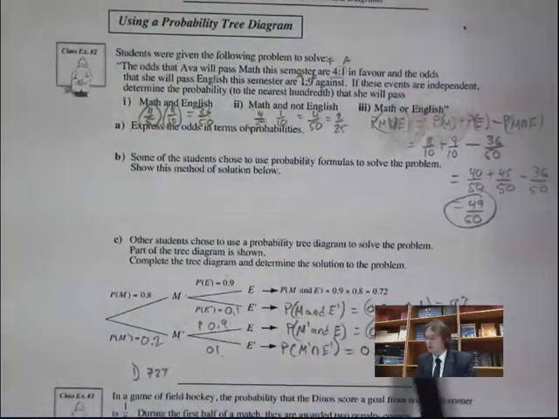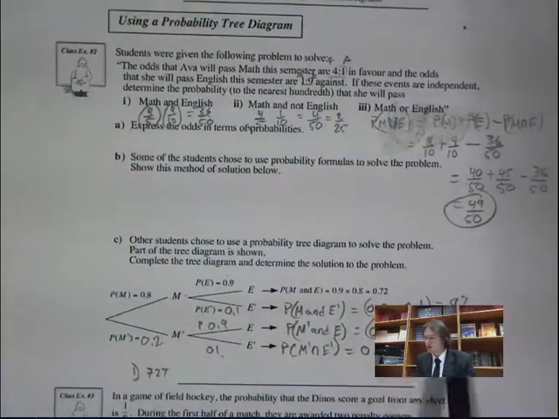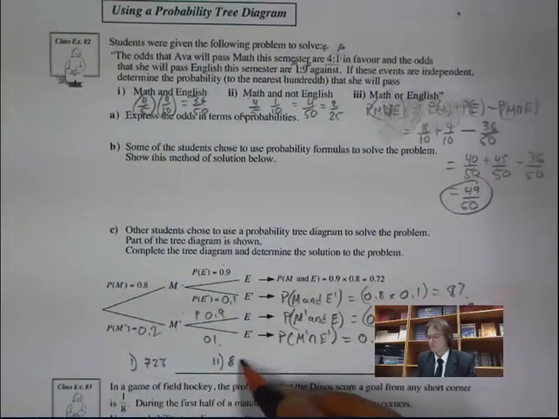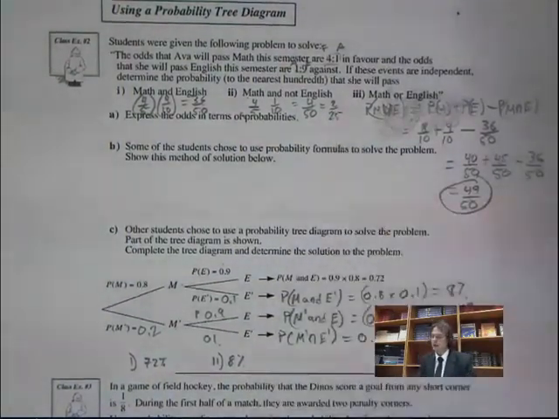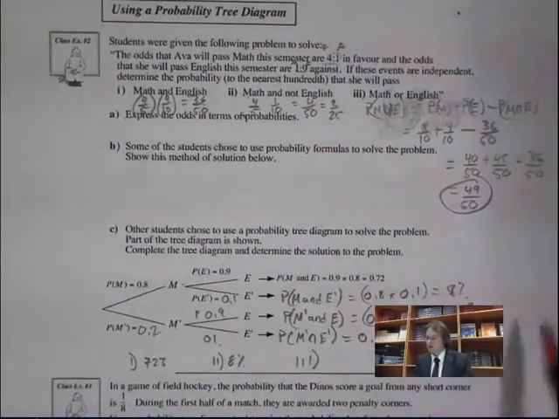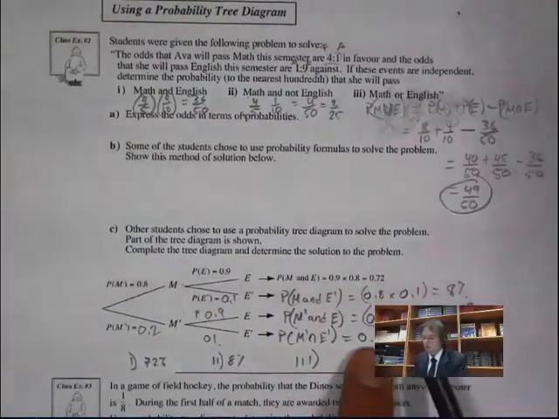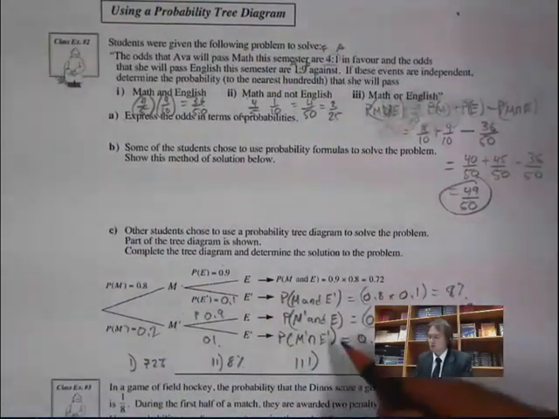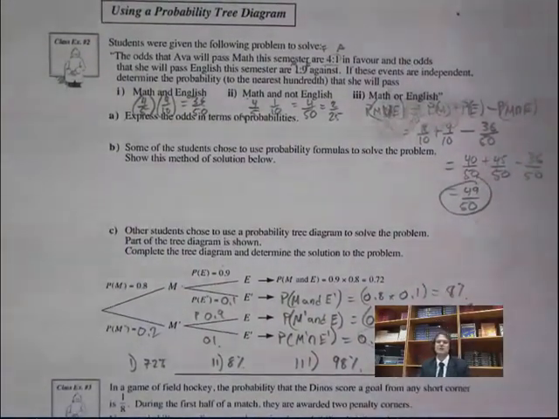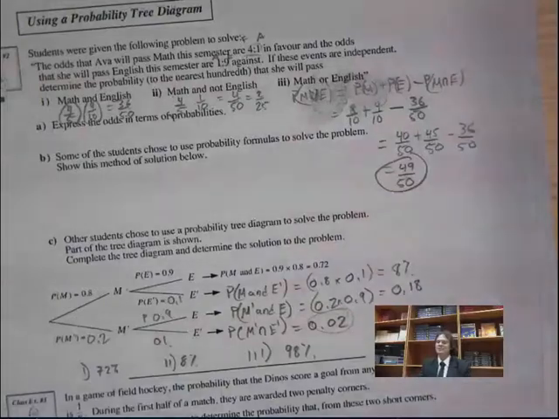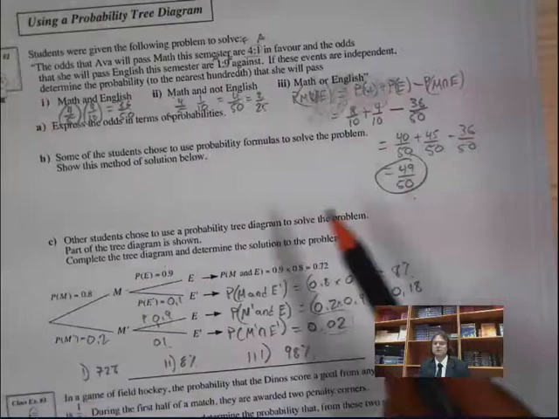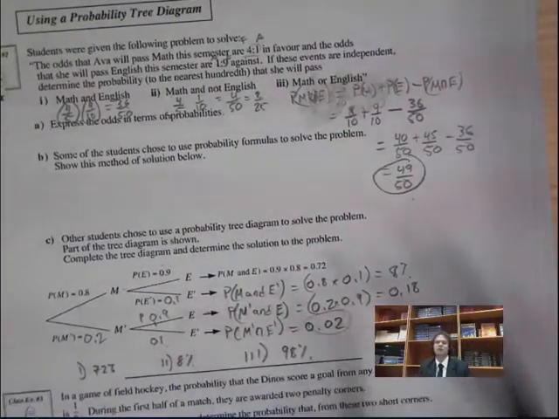Math and not English. Well, math and not English is 8%, which is actually the same as 2 out of 25. And the last one is math or English. Well, passing math or English is all of them except for this one here, which is going to give me 98%, okay, or 0.98, which is actually the same as that there. This way may seem easier, but this way is a lot faster and efficient once you get going, because if you have a very complex tree diagram, this one can be very difficult.